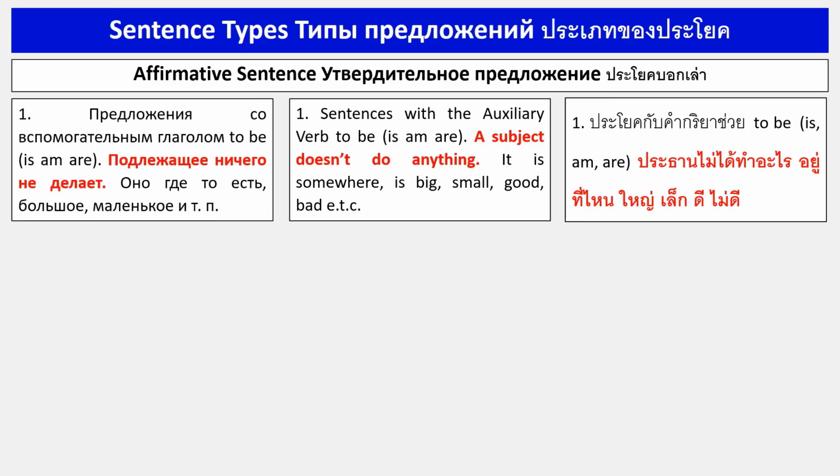One. Sentences with the auxiliary verb to be: is, am, are. A subject doesn't do anything. It is somewhere, is big, small, good, bad, and so on.